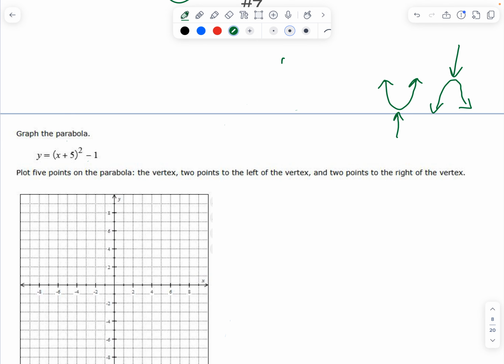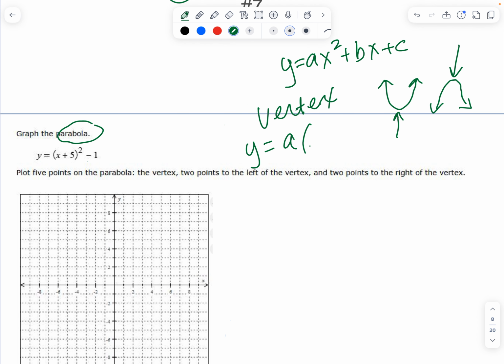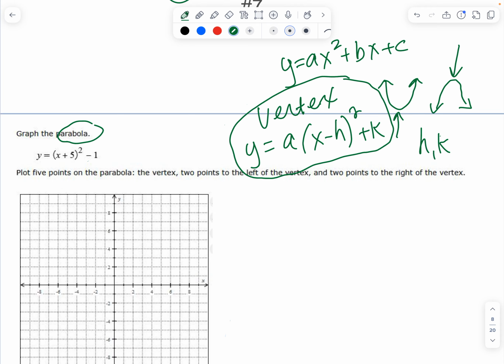Now, most parabolas are written in standard form, y equals ax squared plus bx plus c. In this particular parabola, it's written in vertex form, which is actually going to help us out here. Vertex form is y equals a(x minus h) squared plus k. So that is our vertex form. Vertex form is sometimes called HK form because (h, k) is the vertex.